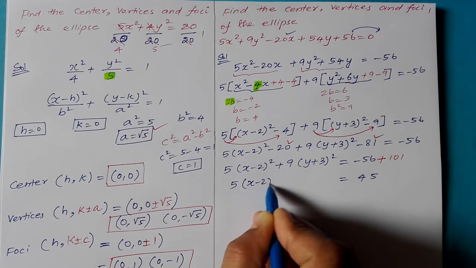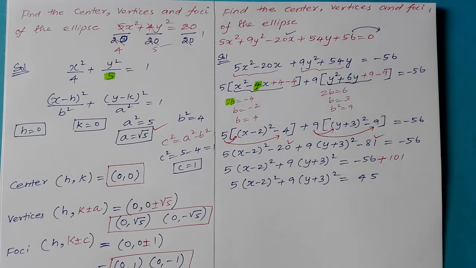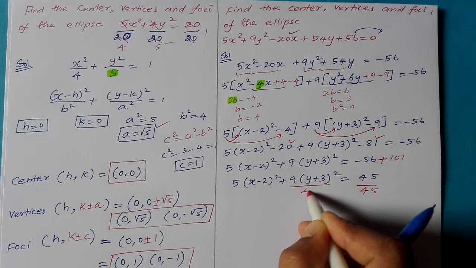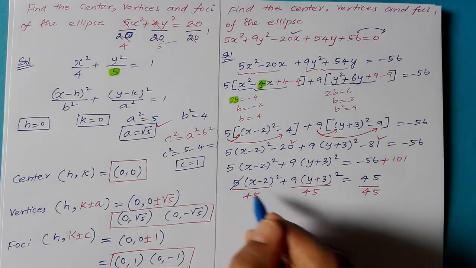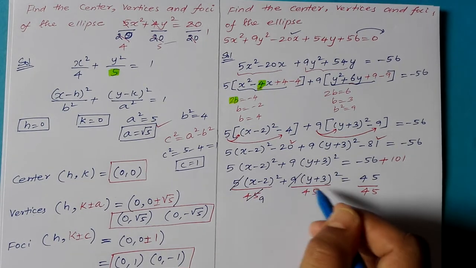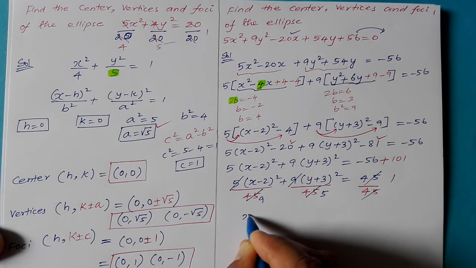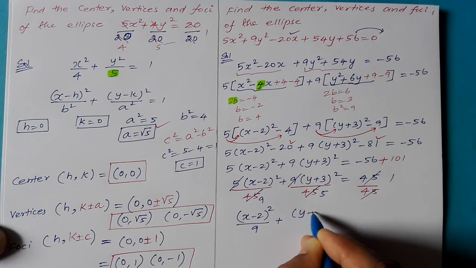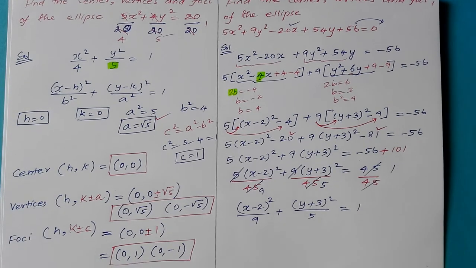Now divide by what? I need the ellipse equal to 1, so divide by 45. Here cancel, here 9, here cancel 5, cancel 1. So this is x minus 2 whole square over 9 plus y plus 3 whole square over 5, which is equal to 1. After that we have to use the same rule.